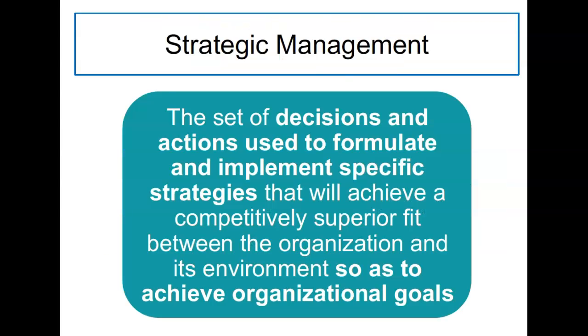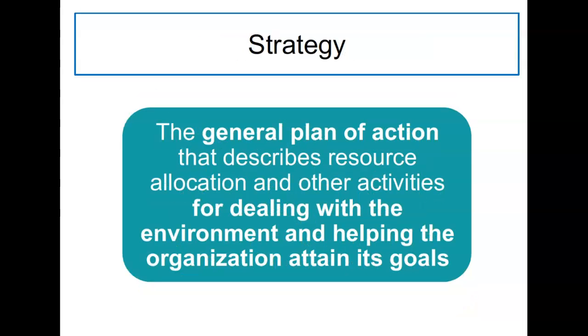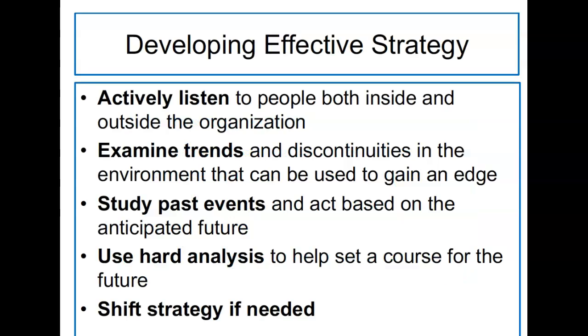Now, strategic management is more about how you formulate and implement a plan to achieve your mission or achieve your goals. This is more about the details and how to implement specific strategies in the organization to achieve what they're trying to do through the mission and the vision. So strategy is a general plan of action for dealing with the environment and helping the organization attain those goals.